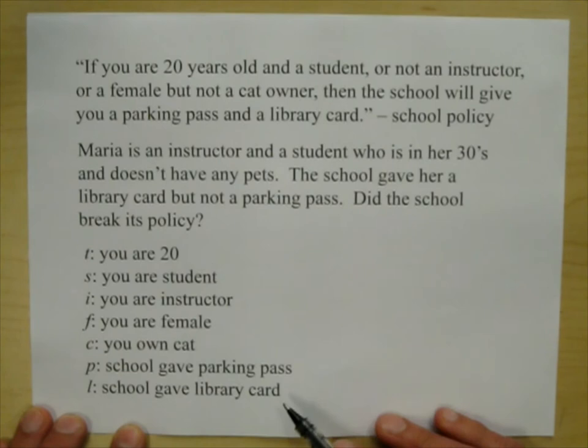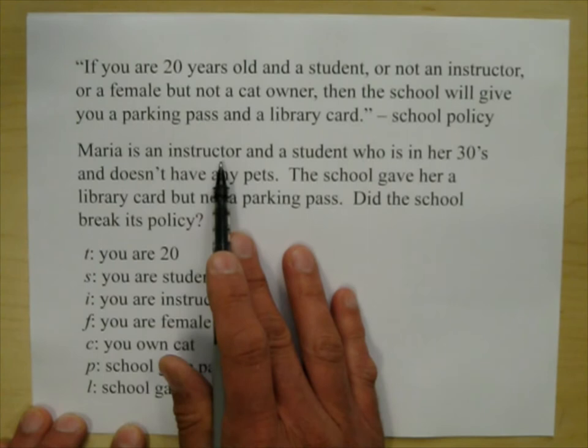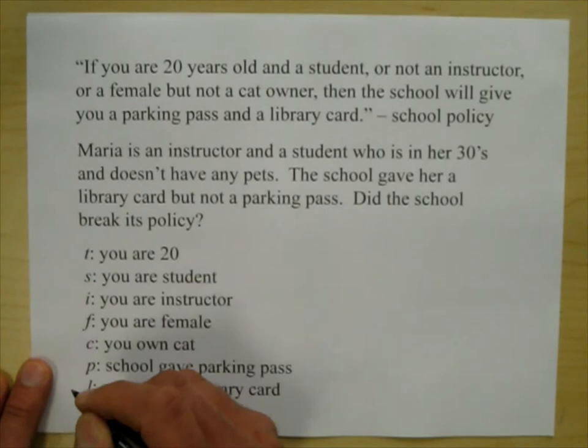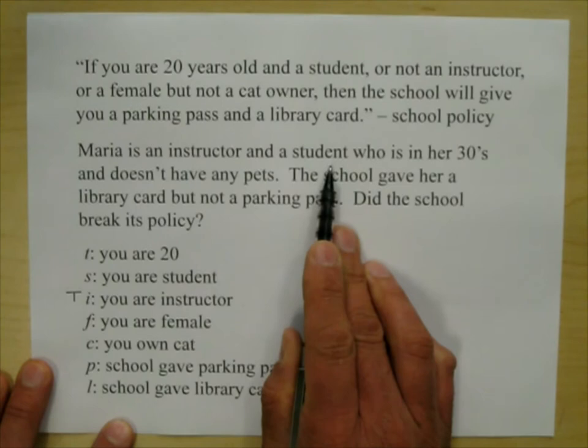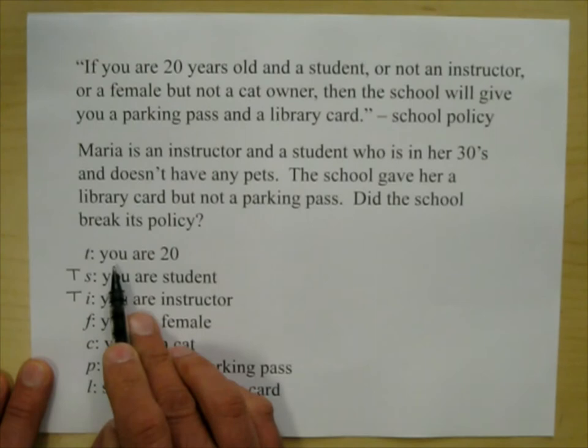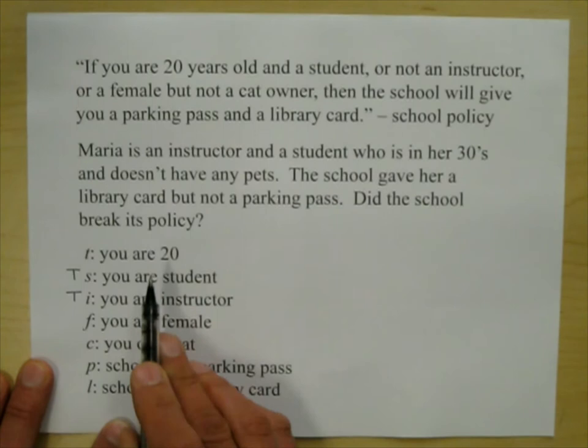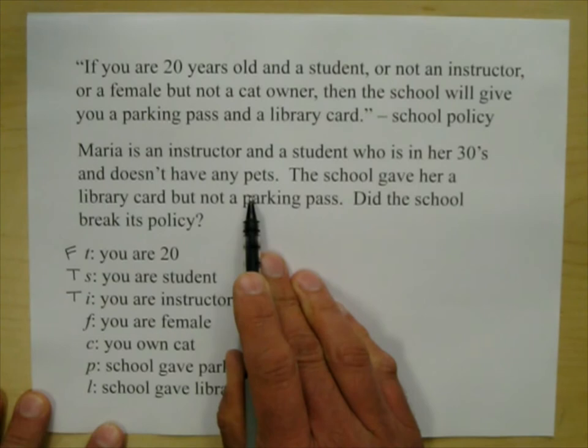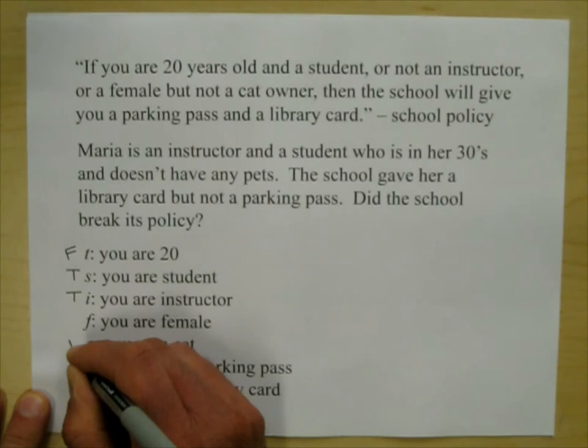So let's analyze the situation with Maria here. Maria is an instructor. Okay, so statement I is true. And a student. Statement S is true. Who is in her 30s? Okay, so statement T, you are 20. So for Maria, statement T is false. And doesn't have any pets. Okay, so you own a cat. For Maria, that is false.